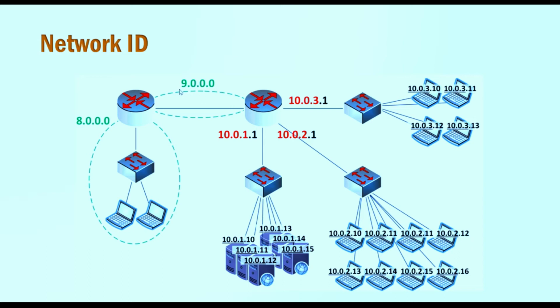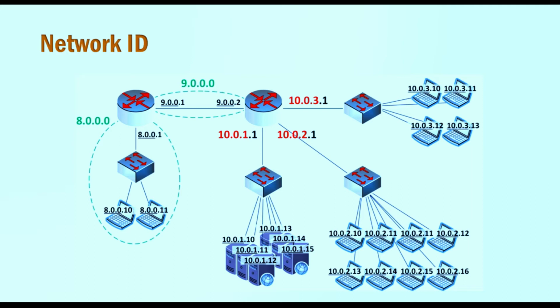It's going to be 9000. So this is our network ID. The small LAN with two laptops is going to be 8000, and here are the end host IP addresses in these two networks.